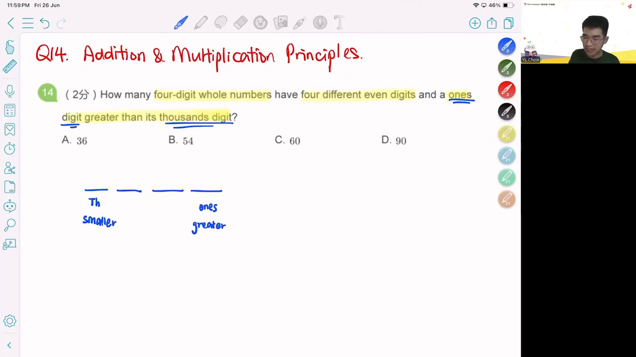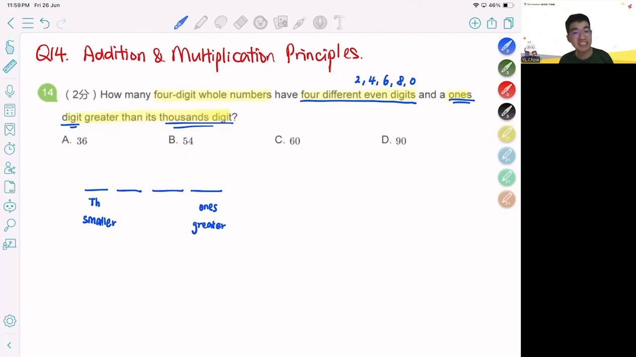And also, we know that this four-digit whole number we want to form will have four different even digits. That means we are choosing four out of the five digits I've listed over here: 2, 4, 6, 8. And don't forget 0. Now, of course, 0 cannot be at the highest place, so you need to take note of that. So we need to choose four of these digits to put into the four-digit whole number so that the ones digit is greater than the thousands digit. How can we do that?